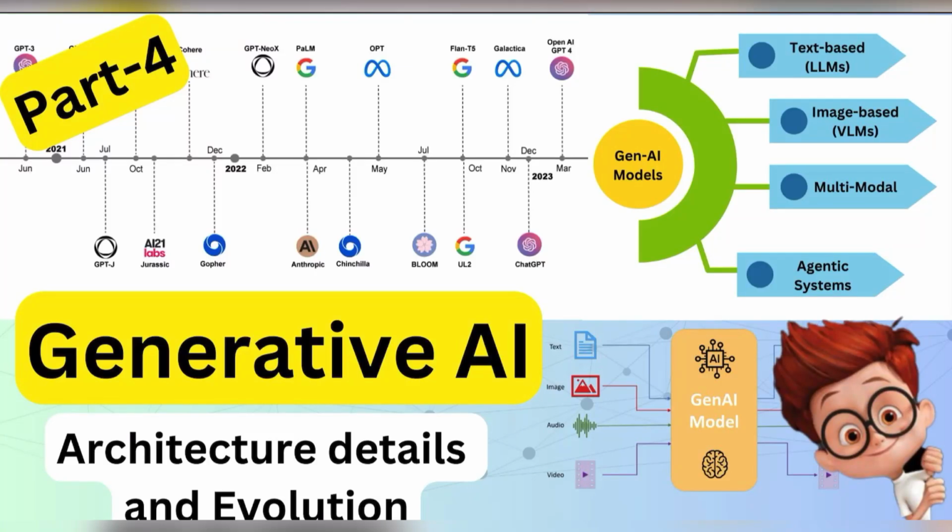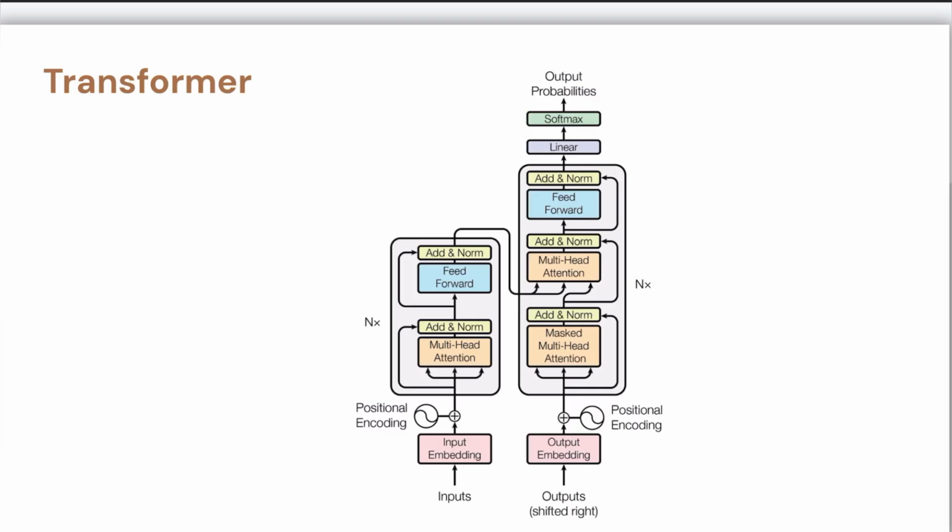This is the fourth video of Generative AI Crash Course. Today we are diving deep into Generative AI architectures. We'll look at the architecture behind different Generative AI models like ChatGPT or Gemini, etc. We will also look into the evolution timeline of the Generative AI. So let's get started. In the last video, we looked at the transformer architecture in detail.